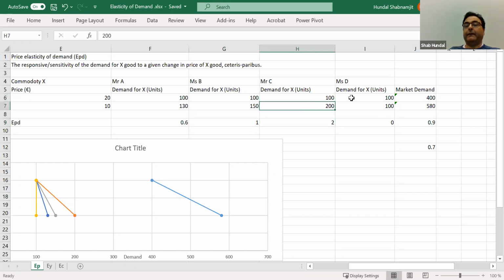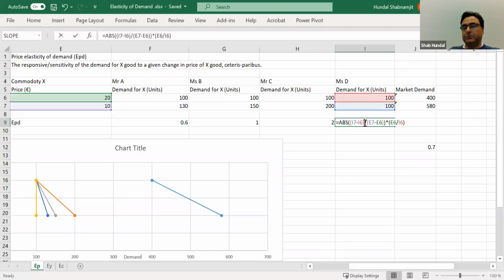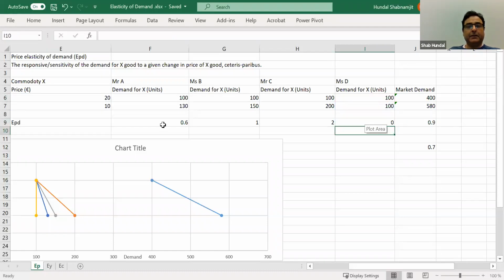So I would say that for people like Miss D, why do I say Miss D? Because here the elasticity of demand is 0. And something similar for Mr. A, where the elasticity of demand is 0.6. So I can say that Mr. A and Miss D, their elasticity of demand is comparatively low. Maybe they consider commodity X as essential.